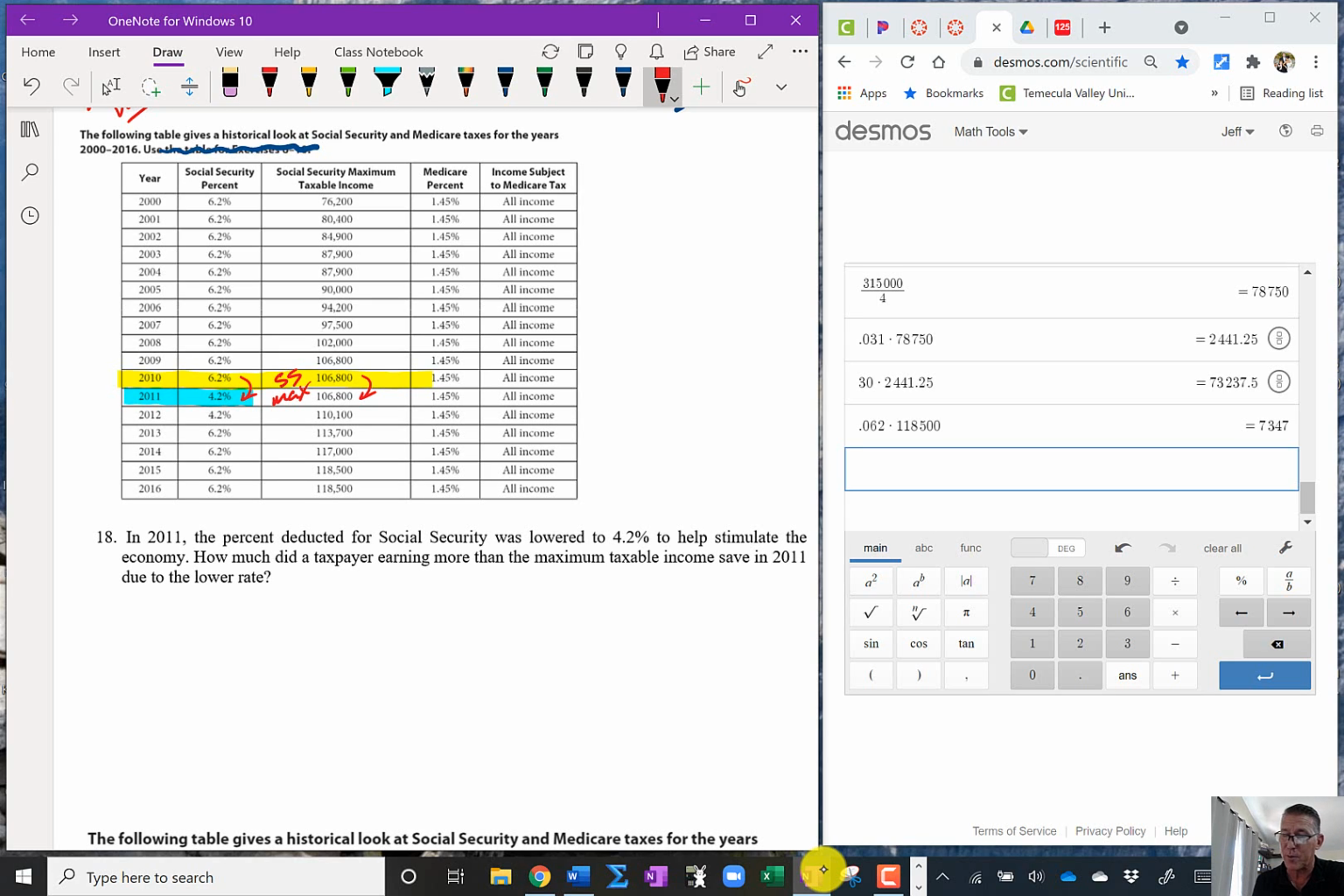So it says here, how much did the taxpayer earning more than the maximum save? How much did they save in 2011? So instead of 6.2%, it was only 4.2%. So we have to do a couple things. We need to figure out a couple things. In 2010, they paid 6.2% of the 106,800.